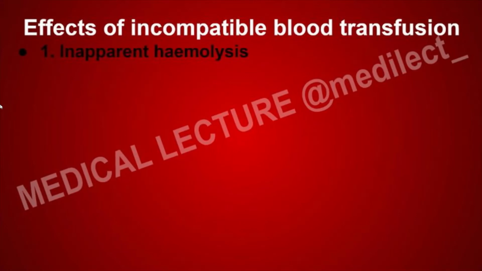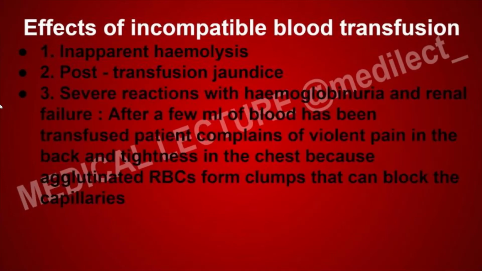Firstly, inapparent hemolysis. Now, how does this post-transfusion jaundice occur? Because of the breaking down of the RBCs, the hemolyzed RBCs, there is an increase in hemoglobin in the body, and the hemoglobin gets metabolized to bilirubin, producing hemolytic jaundice. We discussed this before also, right? Now, severe reactions with hemoglobinuria and renal failure. After a few ml of blood has been transfused, the patient complains of violent pain in the back and tightness in the chest area. Why? Because the agglutinated RBCs form clumps that can block the capillaries, and this can also lead to oliguria.